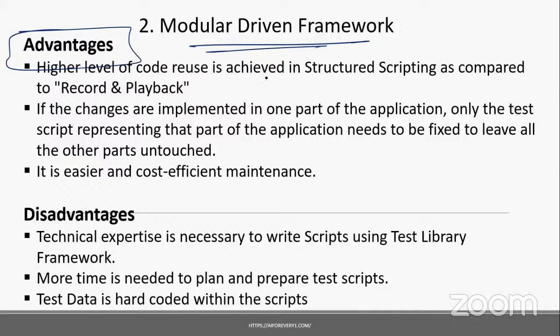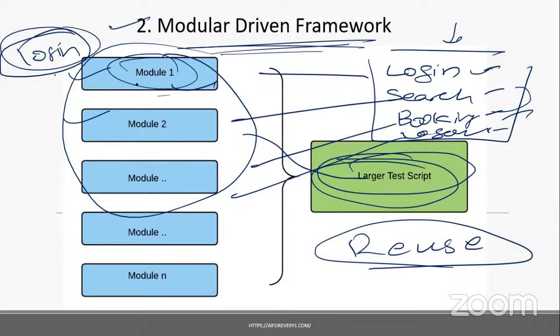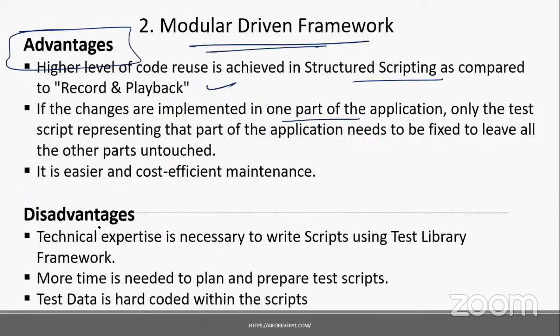A higher level of code reuse is achieved in structured scripting as compared to record and playback. So that is why we keep it in a different file. If changes are implemented in one part of the application, only that part of the script needs to be updated. In simple terms, suppose some object changed in the login module, you will open that module and update it. Whichever test scripts follow the module will be automatically updated, right? It is referring to it. And it is easier and cost efficient.